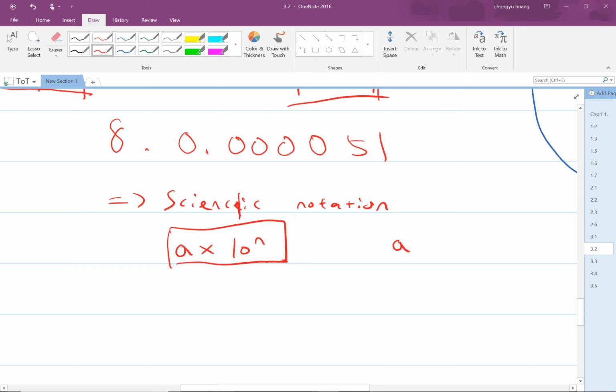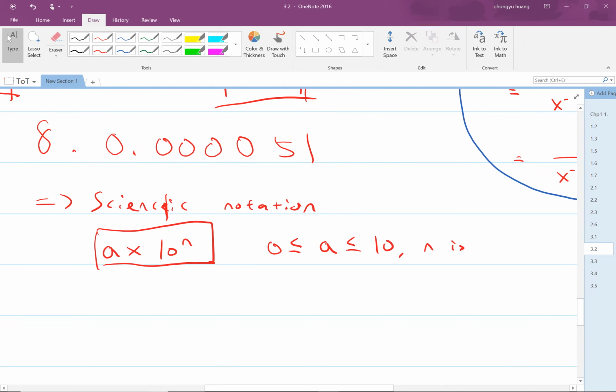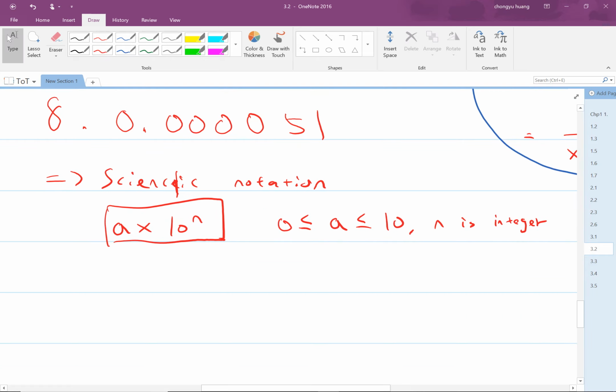With a is bigger than or equal to 1 and less than 10, and then n is an integer, right? So that's our definition for it, right? So remember, scientific notation is always going to be a multiplied by 10 to the power n in that kind of form, with a bigger than or equal to 0 and less than or equal to 10, and n is an integer, right? So let me tell you how to write scientific notation really easily. Okay, so let me write down the answer for this question first, and then I will make you guys understand it.